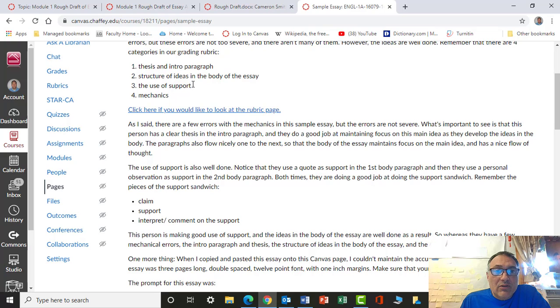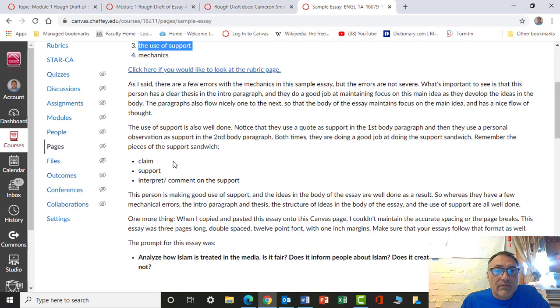I'll talk about one element really quick, the use of support. Remember, I talked about the use of support in the PowerPoint presentation for Module 1, about how to try to have three elements working together. Have a claim: what is your main idea in this particular section of your essay? Give at least one piece of support, which has to be some sort of specific detail. Then interpret the detail and comment on the support: what does it mean, what is the lesson, how and why does it back up or illustrate the point you're trying to make in this part of your essay?